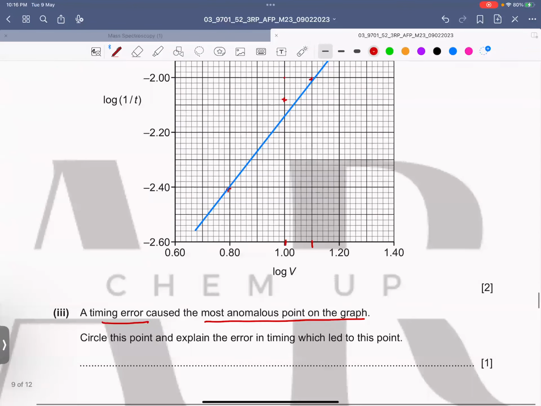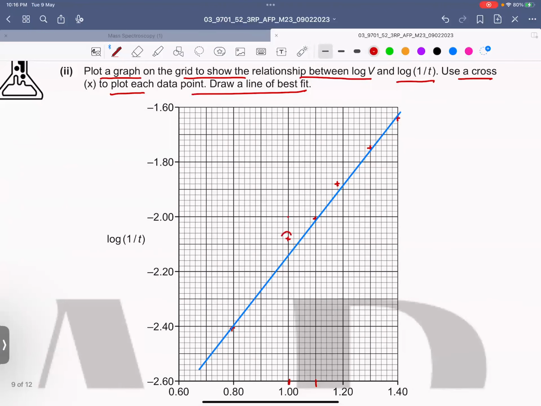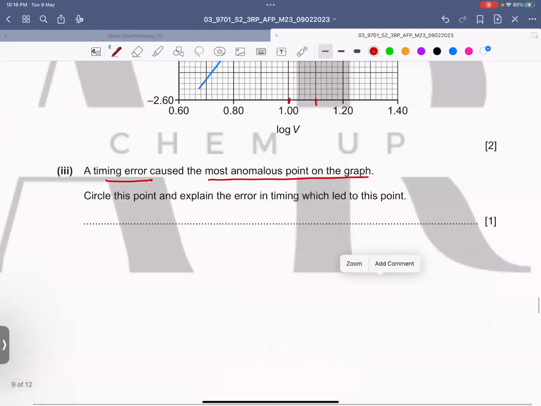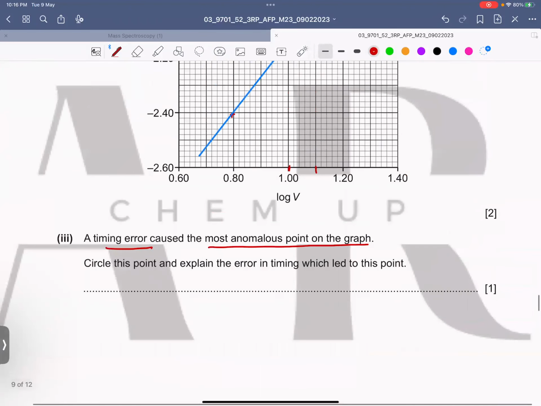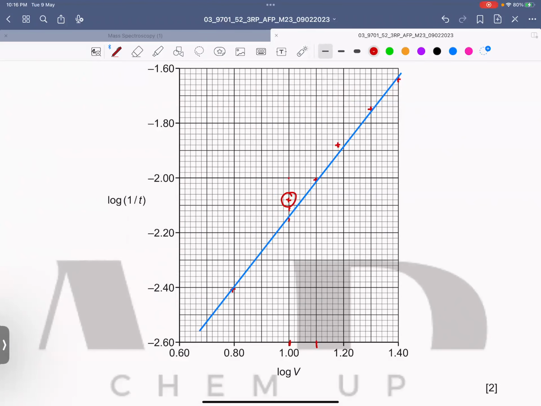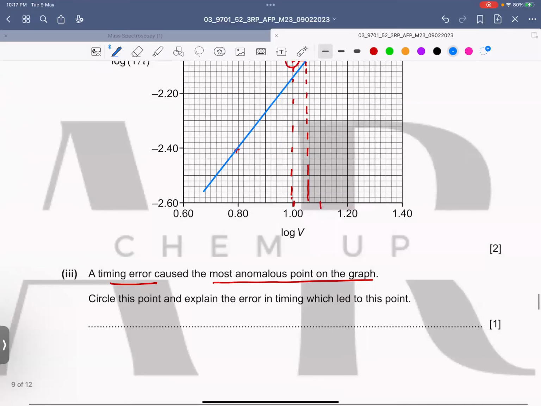Okay, right now, the most anomalous would be this one. Right? So the volume is this, but in actual, this point or this time would be at this volume. So it means the volume recorded is lesser than the actual volume.